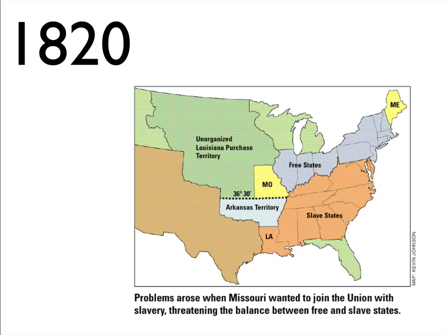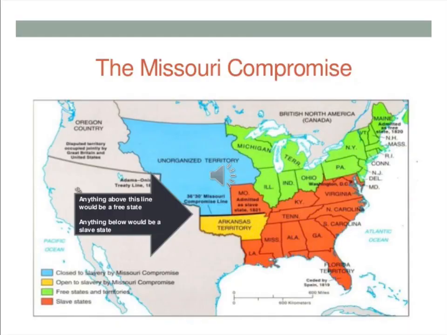The answer was the Missouri Compromise. Missouri is entered into the Union as a slave state. Maine is created as a new state and entered into the Union as a free state. The balance in the Senate is kept. The line at the bottom of Missouri, 36°30', is drawn out as far as the United States owns territory. Everything south of 36°30' will be slave territory. Everything north of 36°30' will be free territory. That's the operation of the Missouri Compromise.